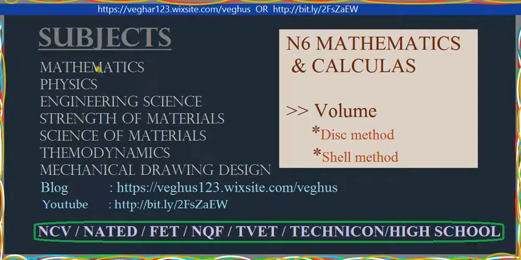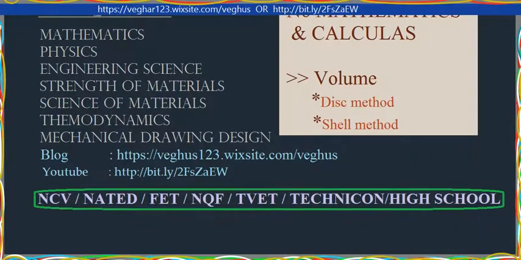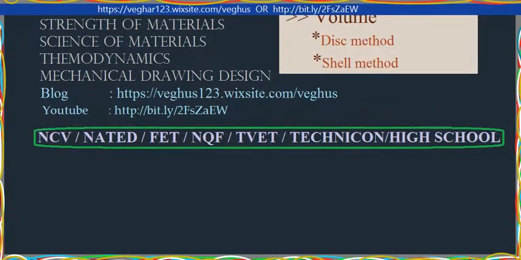And we are doing mathematics N6 in chapter 5 with volumes. So also you can find it in the calculus chart textbook. And let's get started.